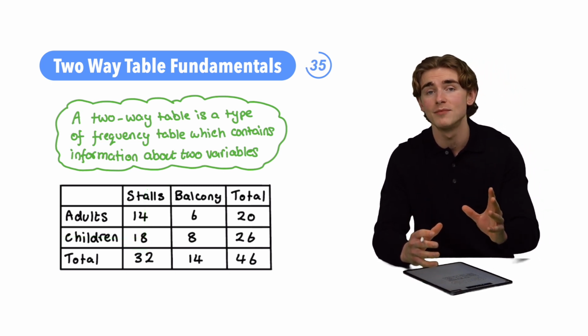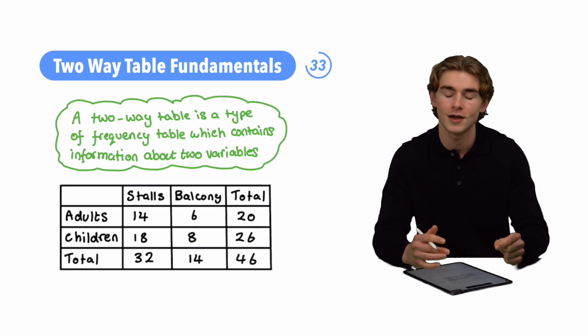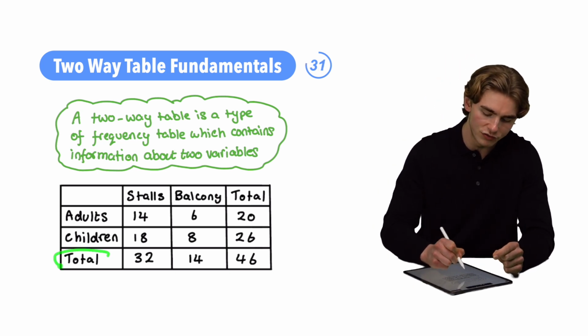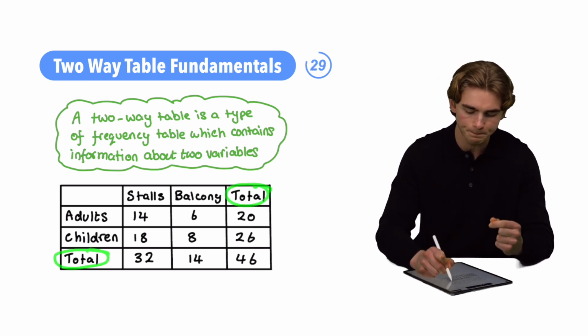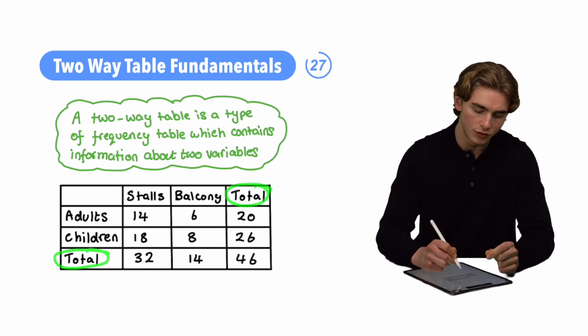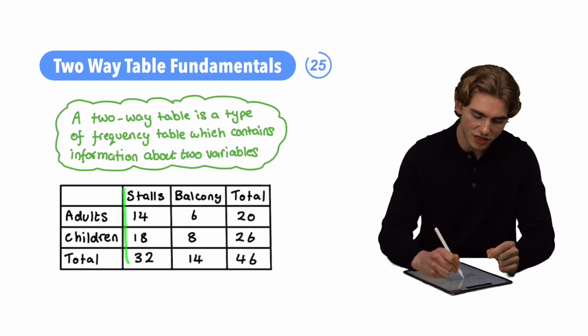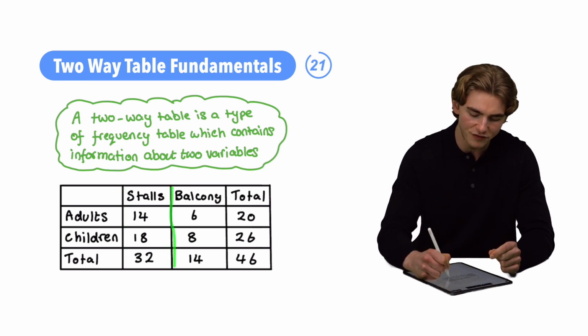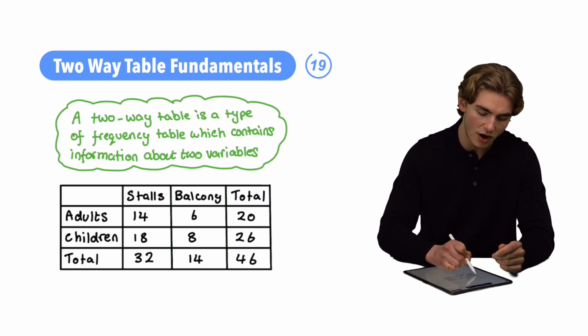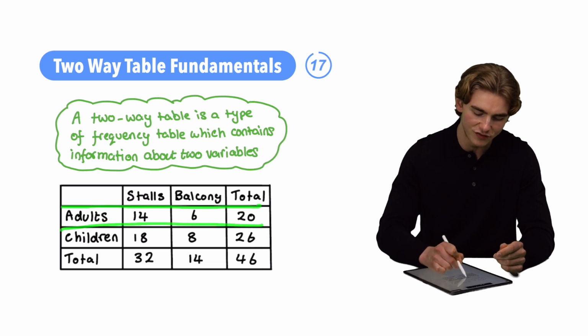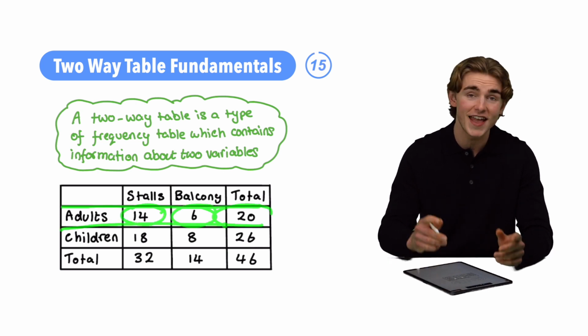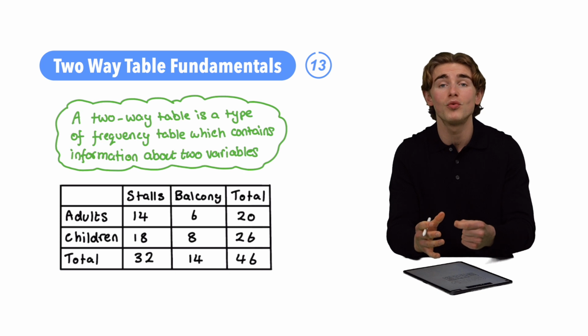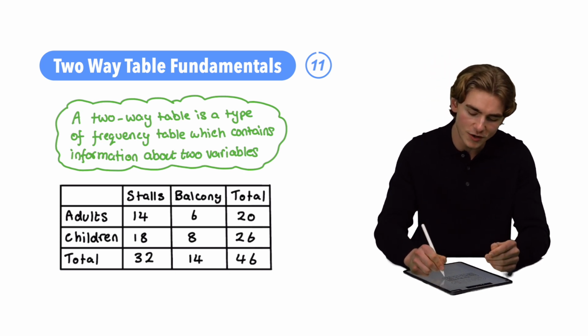Now, another really important component of these two-way tables, guys, are going to be our totals row and our total column. We can see from these that the total number of people sitting in stalls would be 32. We can see that the total number of people sitting in balconies would be 14. We can also see that the total number of adults would be 20 because 14 plus 6 is 20. And finally, we can see overall that the total number of people would be 46.